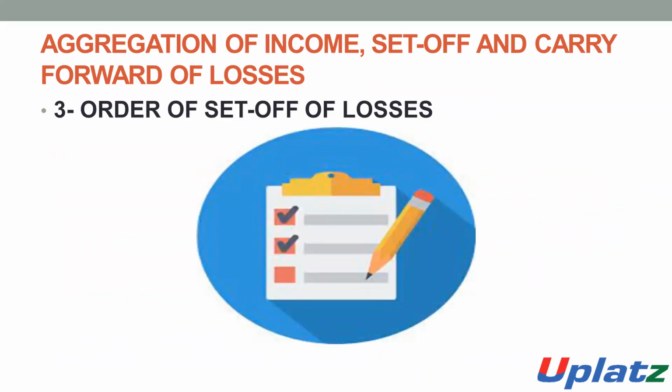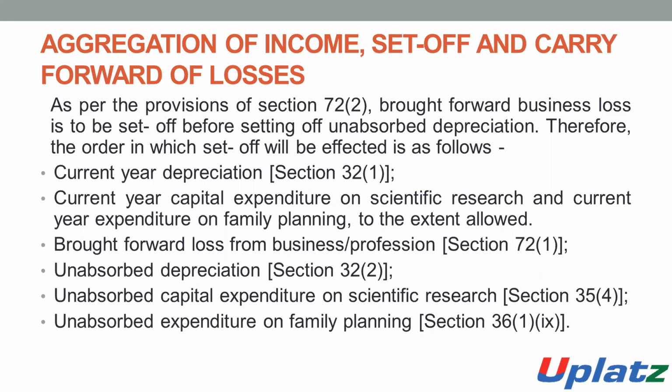Now we will discuss the order of set off of losses. In which order will we set off the losses? As per the provision of Section 72(2), brought forward loss is to be set off before setting off unabsorbed depreciation. Means if there is any brought forward loss, then it is to be set off before unabsorbed depreciation.